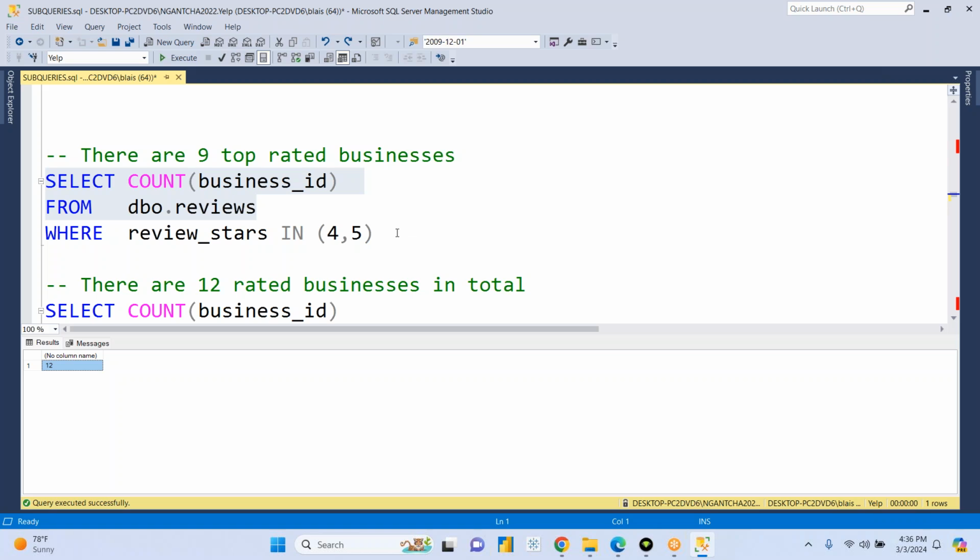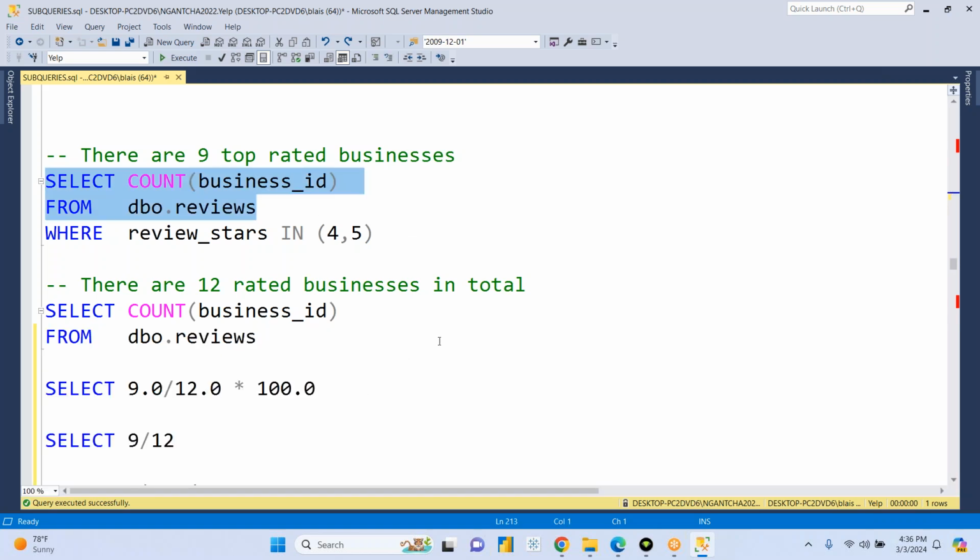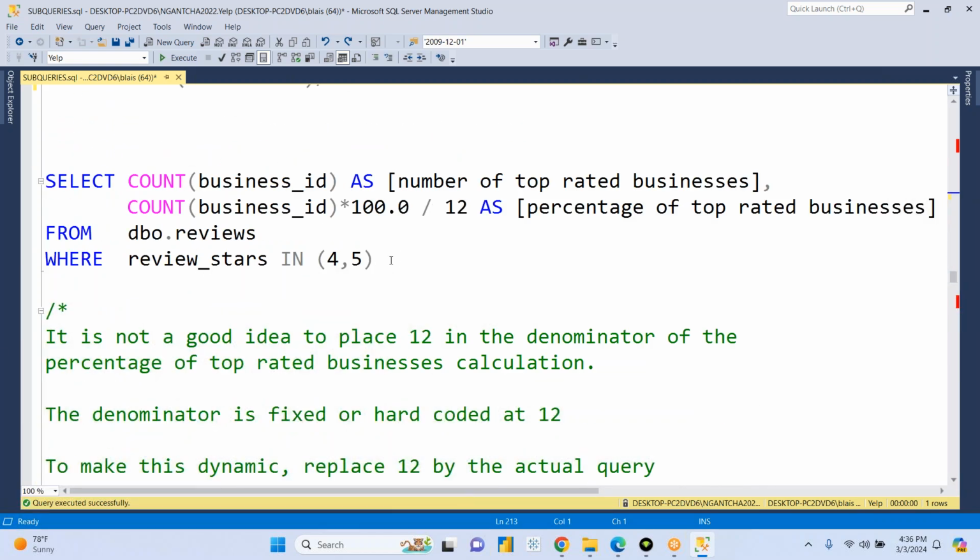That's the logic. But if you want to use a single statement to solve this question, you will never be able to achieve it, because the presence of this condition influences this count and restricts it to what? 9. This is correct, this is what we want in the numerator. In the denominator, if you still go ahead and count business ID, it will still give you 9. You're basically taking 9 divided by 9 multiplied by 100. This is wrong, right? So we need 12 in the denominator.